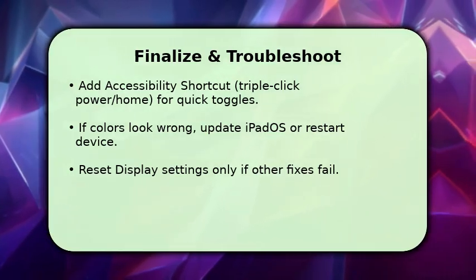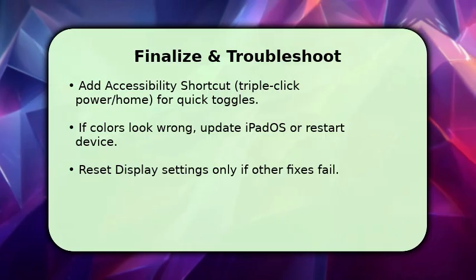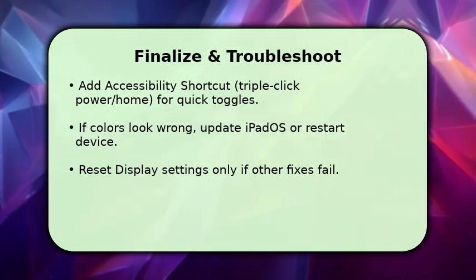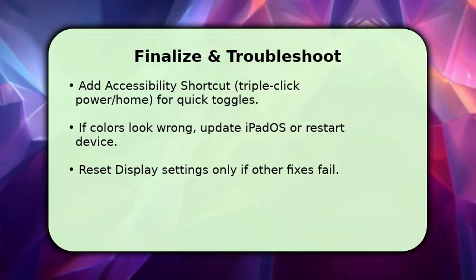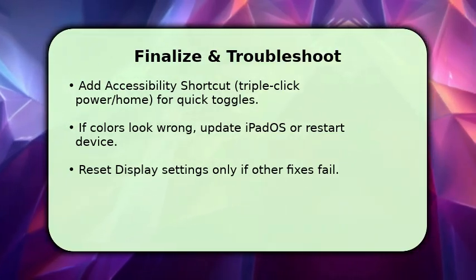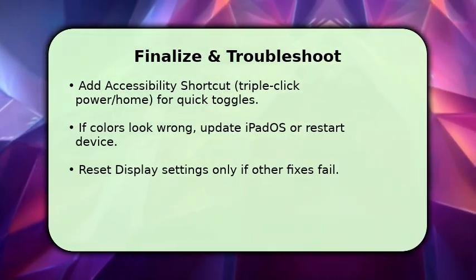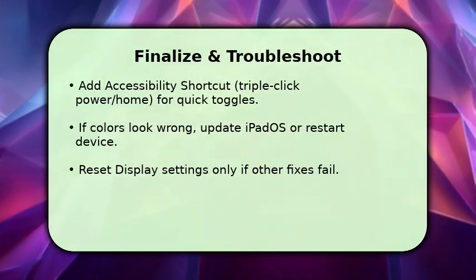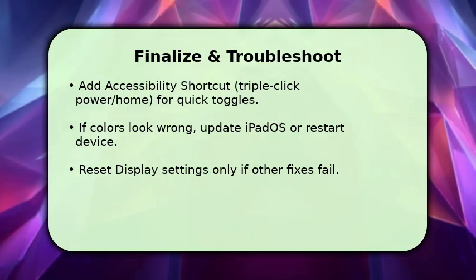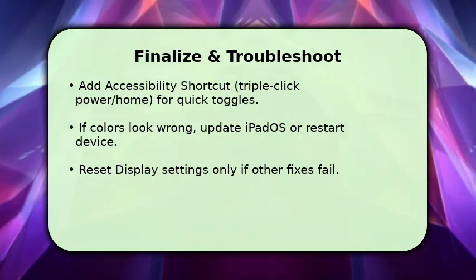If colors still look wrong after switching modes, make sure your iPad OS is up to date and restart the device. That often resolves display glitches. If problems persist, reset display and text size settings, not the whole device, to return only display options to defaults. This targeted reset fixes misconfigurations without erasing your data.